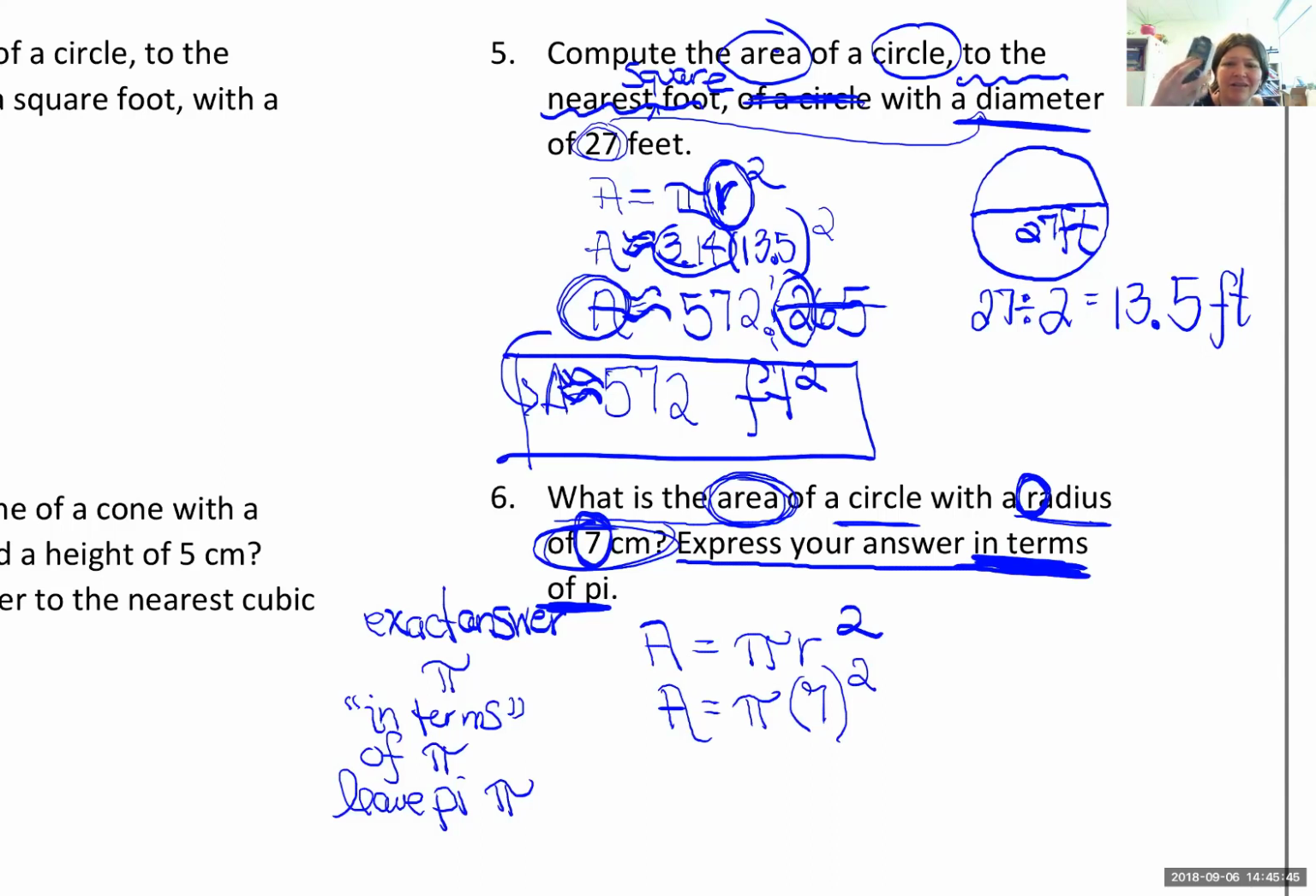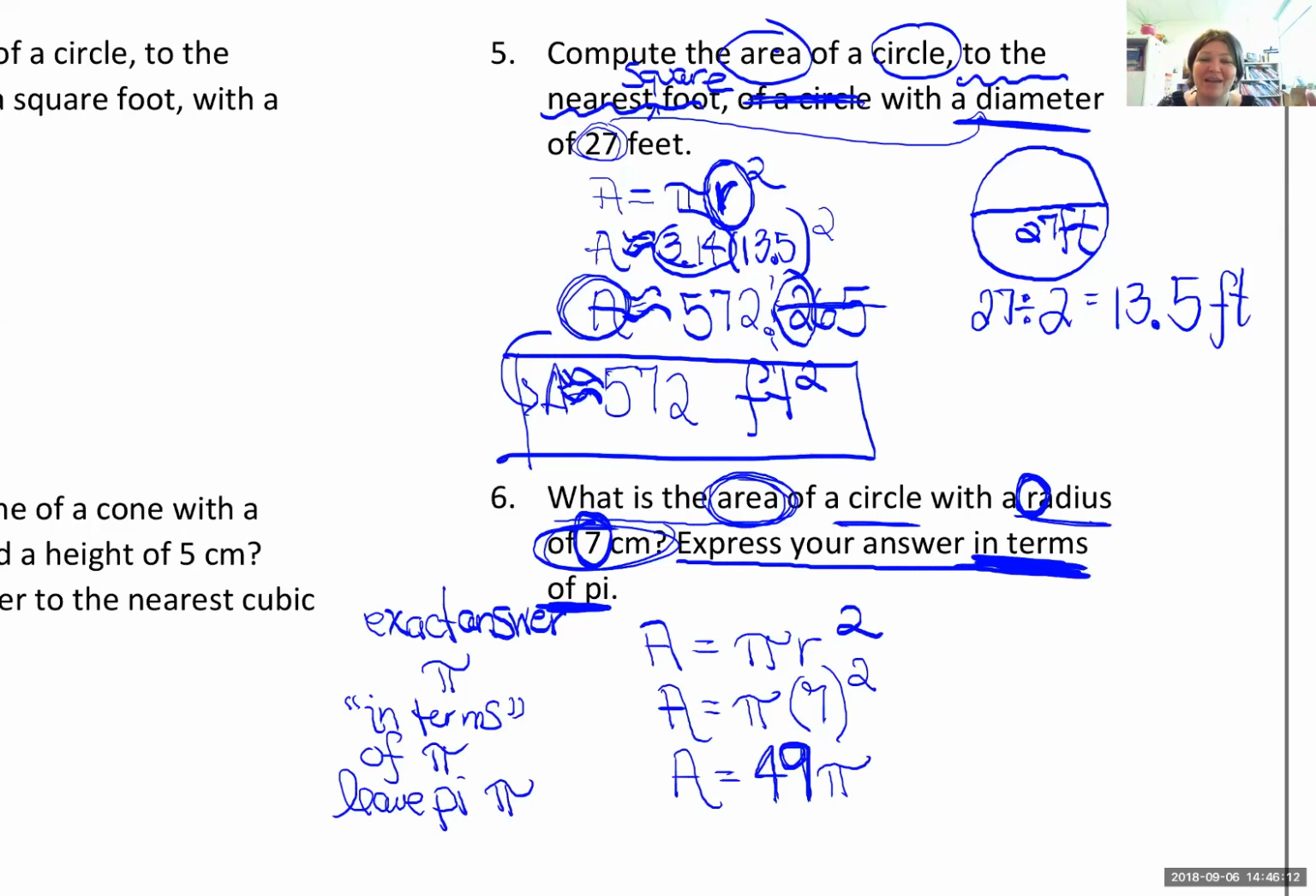And you don't need a calculator to square 7. I hope you guys all know what 7 squared is. What is 7 squared, or 7 times 7? 49. Okay, now, usually in math class, when we're going to have a number and a symbol, we write the number portion first. That's called the coefficient. So I'm going to write the 49 first. And you're going to say, what am I going to do with pi? You're just going to put him right there. Pi. 49 pi. That is the exact answer.